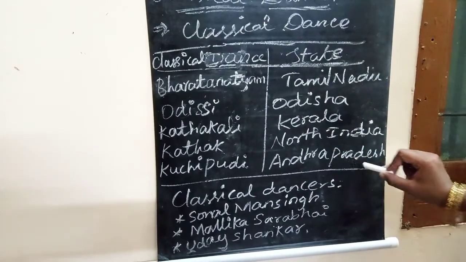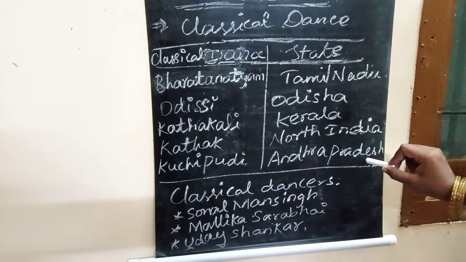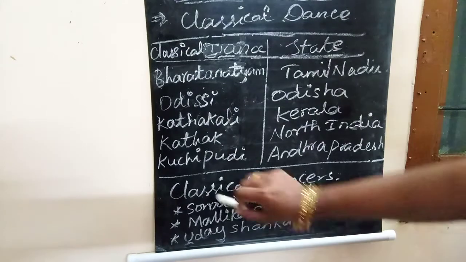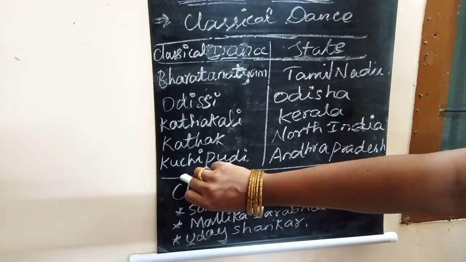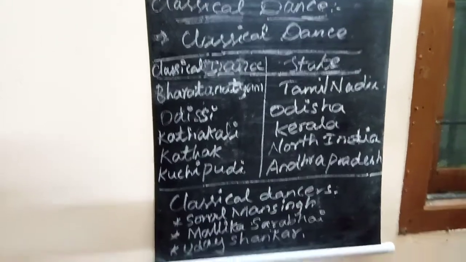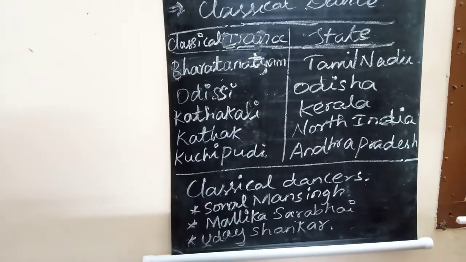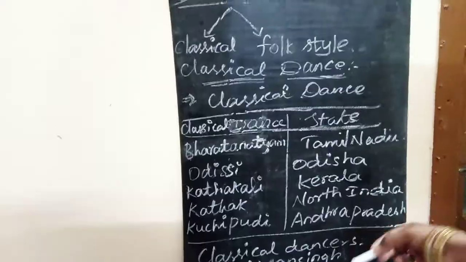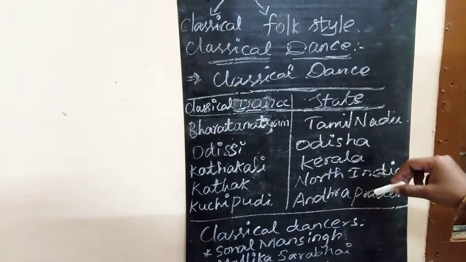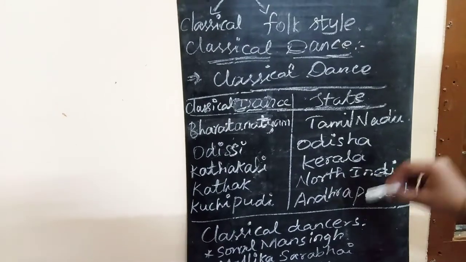And the last one, Andhra Pradesh, A-N-D-H-R-A, P-R-A-D-E-S-H, Andhra Pradesh. And the Andhra Pradesh dance is called Kuchipudi, K-U-C-H-I, P-U-D-I, Kuchipudi. So these are the different states, and the different states have different classical dances, and classical dance is mainly followed in temple places.